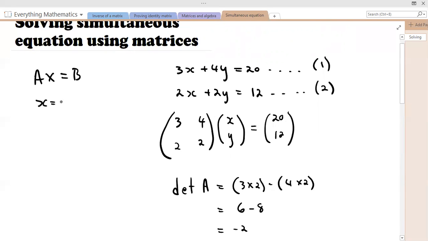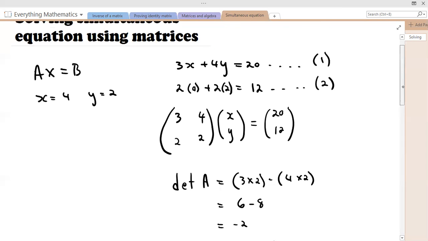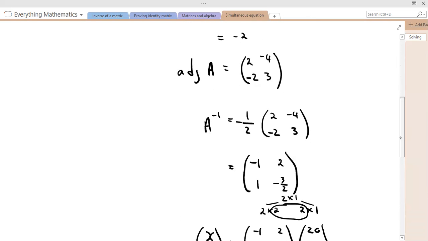So let's quickly do that. We just found x to be 4 and we found y to be 2. So instead of x here, let's put 4. Good. And instead of y, let's put 2. And does this solve for 12? 2 times 4 is 8, and 2 times 2 is 4. Oh, well, I don't want no other proof. 4 plus 8 is 12. So yes, that is how we go about solving simultaneous equations using matrices.